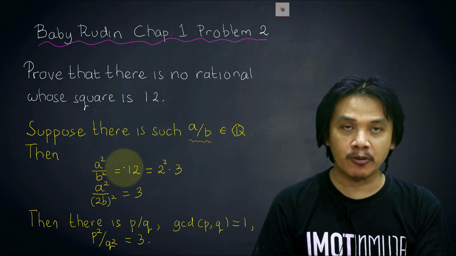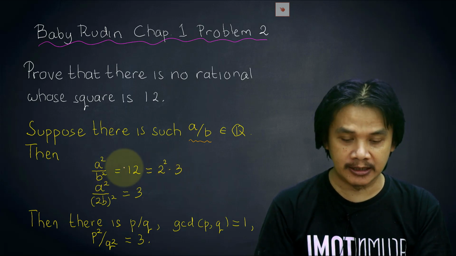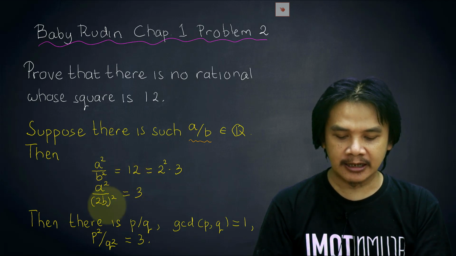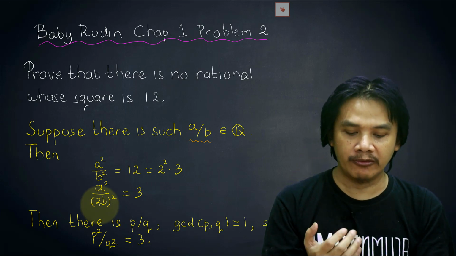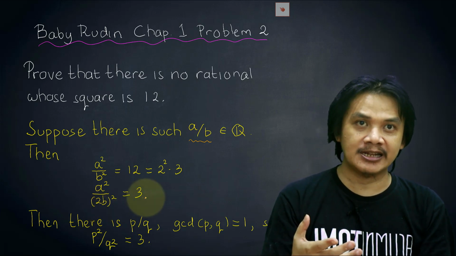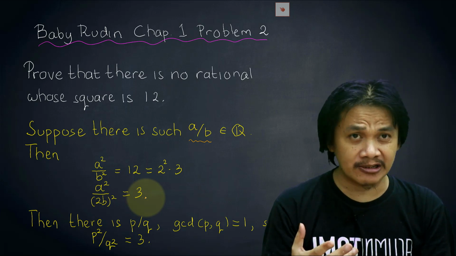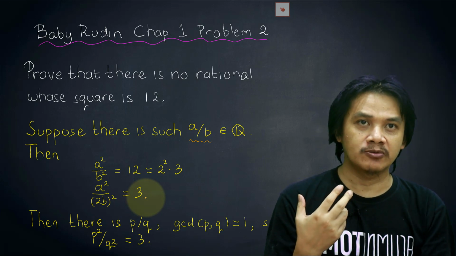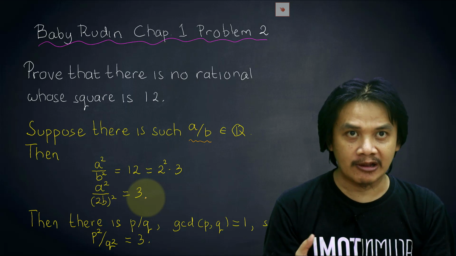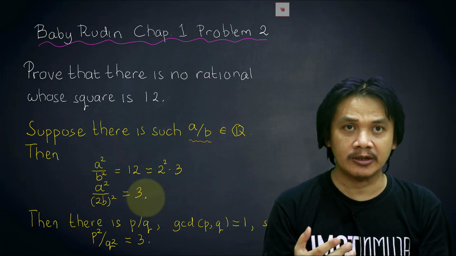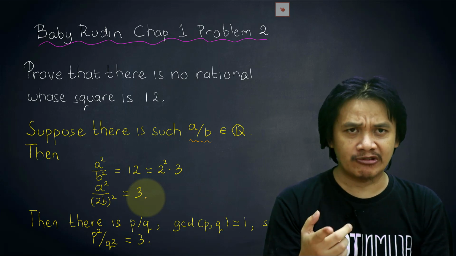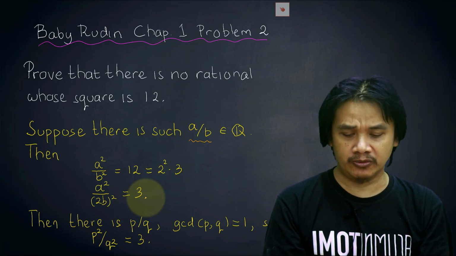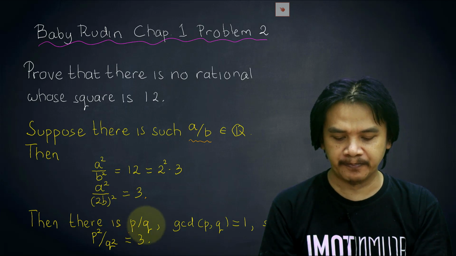Now dividing both sides by 2 squared, we obtain the equality that a squared divided by 2b squared is equal to 3. So this tells us that if there is a rational number whose square is equal to 12, then there is a rational number whose square is equal to 3. Let's call that rational number p over q.